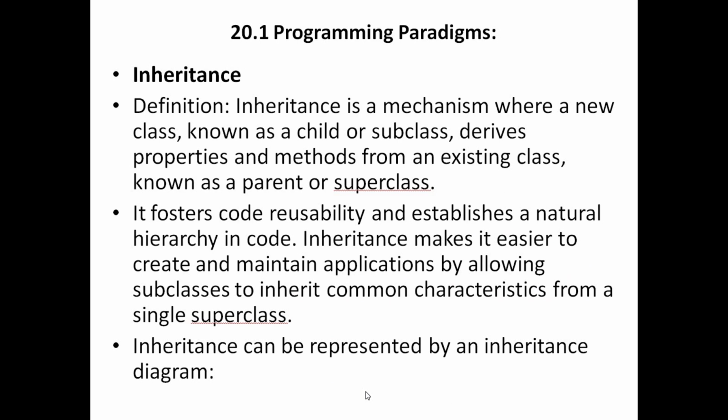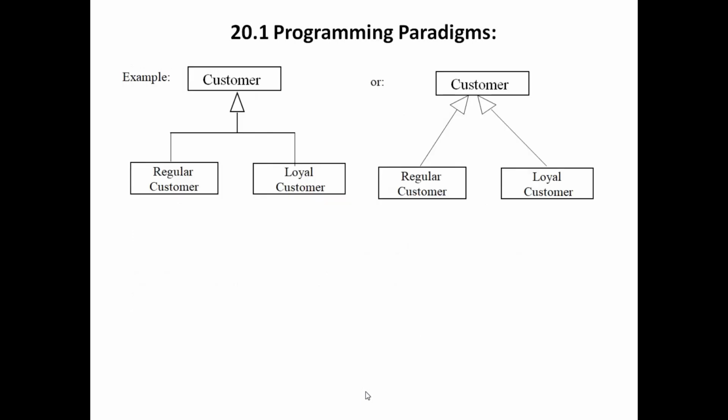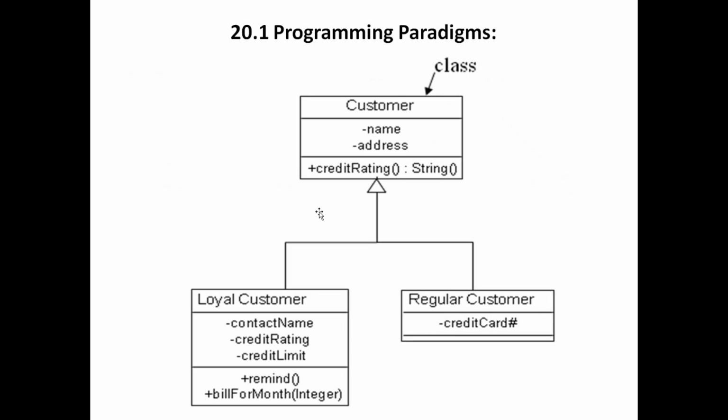Inheritance is a mechanism where a new class, which is usually known as a child class, derives properties and methods from a parent class or from an existing class. Now inheritance can be represented by an inheritance diagram that looks something like this. Customer would be the parent class, and regular customer and loyal customer can be the derived classes or the child classes. This is usually how you would see it in your paper.